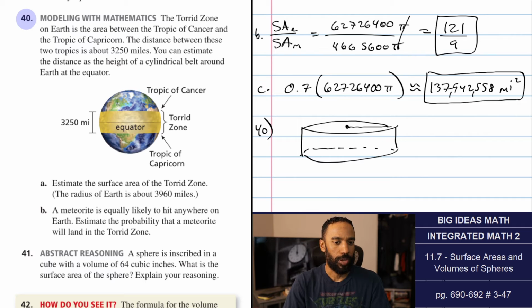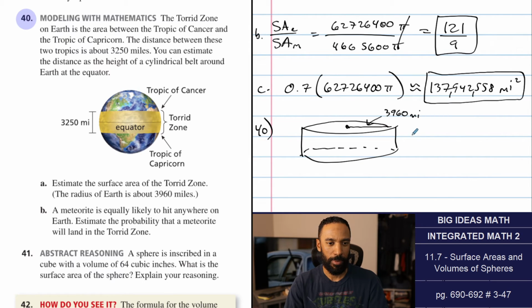Do we use the radius? Oh, it's right down here, 3960. I was going to say, should I just use the one from above? But what if someone didn't see that problem? So 3960 miles, and then this is 3250 miles. Clearly not drawn to scale.